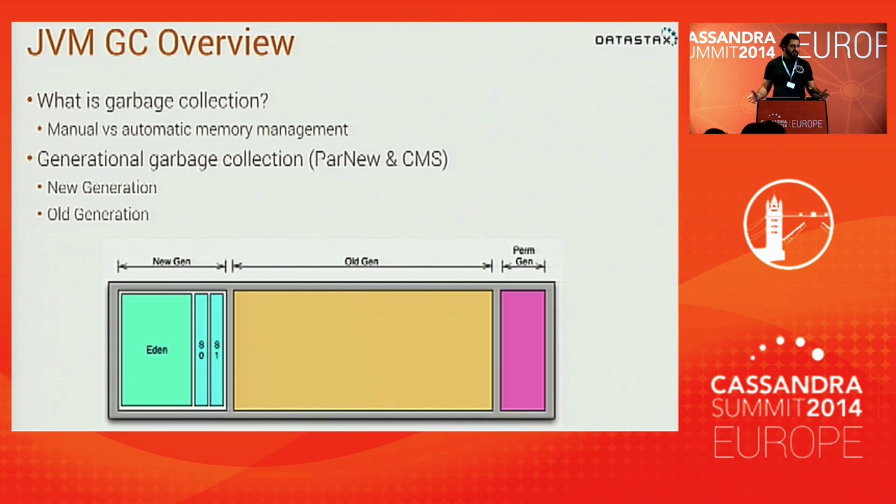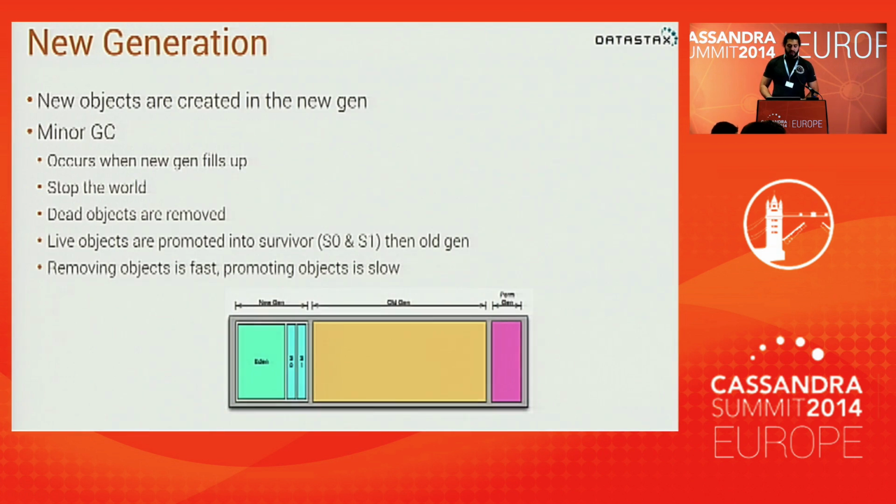So you basically have these two sections. There's the new gen, which is composed of Eden and 2 survivor spaces, and then an old gen. Now the new gen basically is the place where any new object is allocated. So if I create a new cell in Cassandra, which is basically the smallest container of data that I can have, it's going to be created in the new gen.